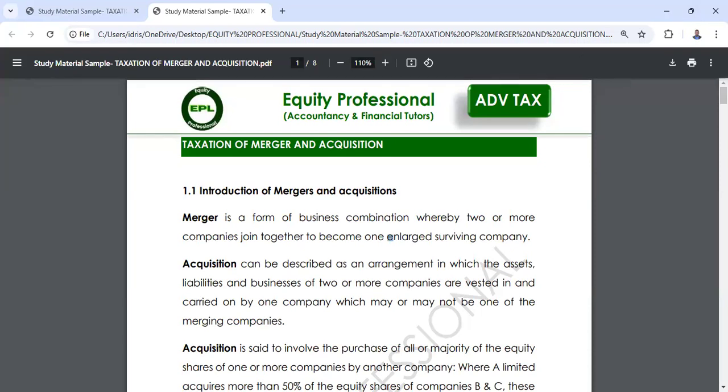Now, our second lecture this night, we are going to look at transfer pricing.